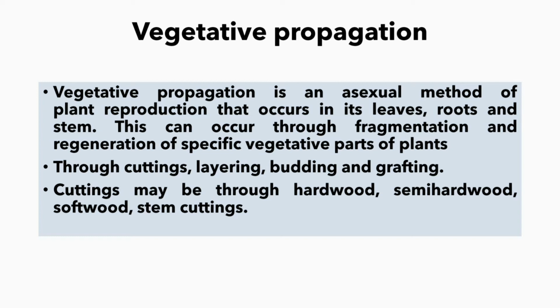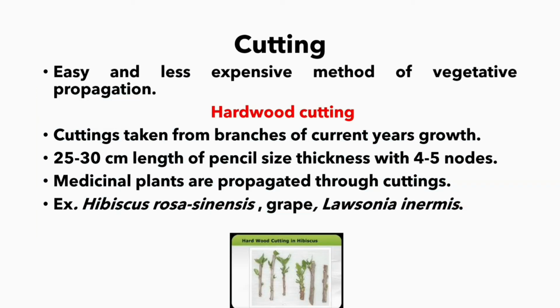Vegetative propagation is an asexual method of plant reproduction that occurs in its leaves, roots, and stem. This can occur through fragmentation and regeneration of specific vegetative parts of plants. Through cuttings, layerings, buddings, and grafting, we can do vegetative propagation. Cuttings may be through softwood, hardwood, semi-hardwood, and stem cuttings. Friends, one of the easiest and least expensive methods of vegetative propagation is through cuttings.